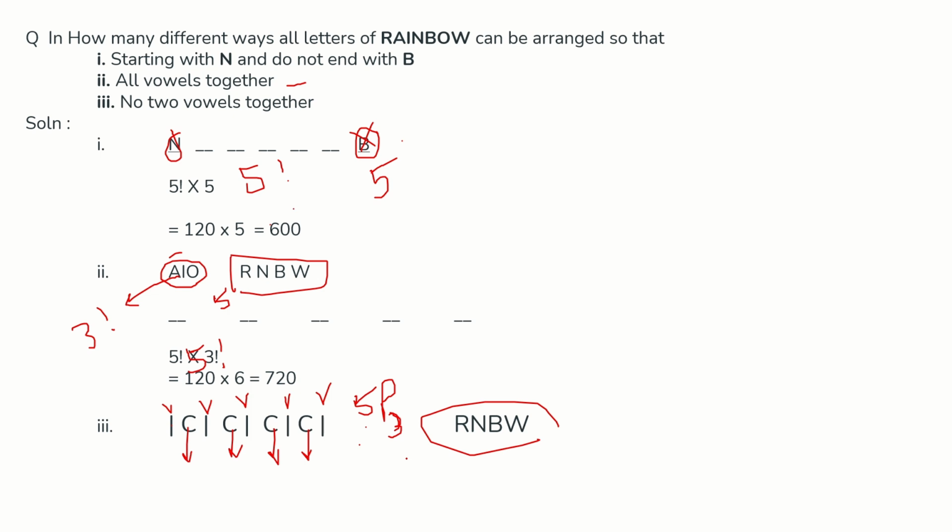All these four consonants can be arranged in 4 factorial ways. So by combining this, we can write it as 5P3 into 4 factorial ways. Here 5P3 means 60 and 4 factorial is 24. So 60 into 24, we get 1440 ways. Without keeping vowels together, we can arrange rainbow in 1440 ways.